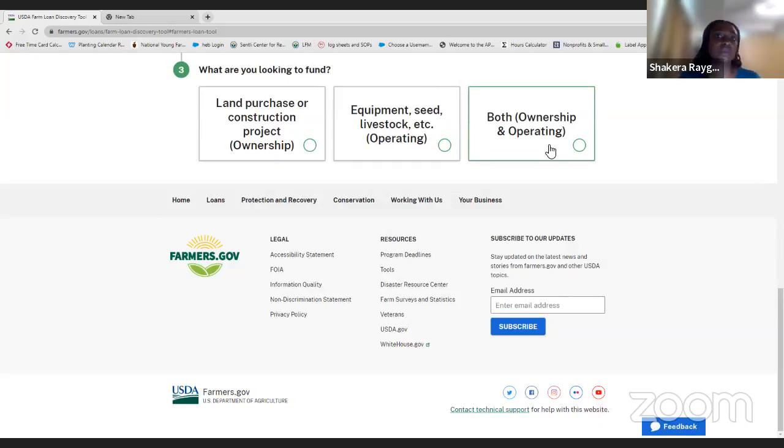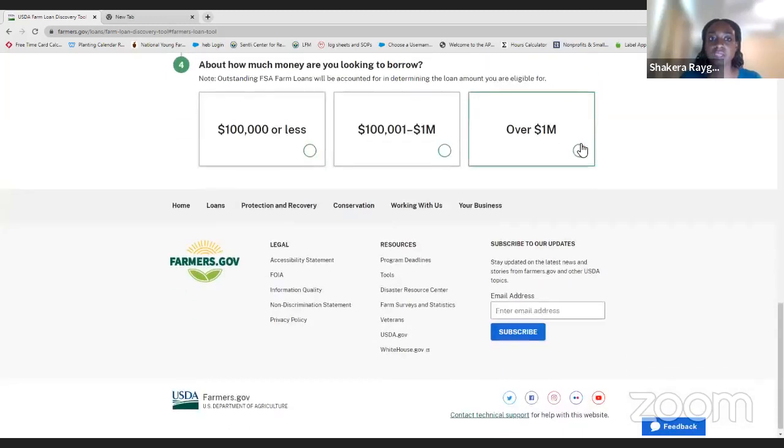So I know many of us, if we're buying land, we probably need to buy some extra equipment to farm it. So more than likely, you probably want two loans. FSA can loan you money of $100,000 or less. That will fall into the microloan category. Between $100,000 and $1 million is another one, and then loans over $1 million. We're gonna go right in the middle. I think that's where most of us fall in line.